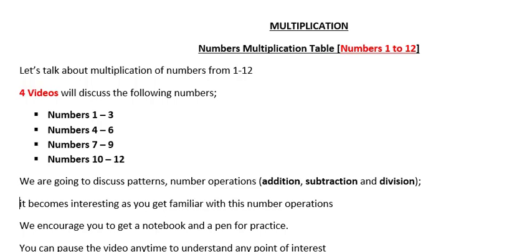It becomes more interesting as you get familiar with this number operation and notice the pattern that exists in between. We encourage you to get a notebook and a pen for practice so that as the understanding comes clearer, you can pause the video and practice. At the end, we will direct you to a site where you can download a workbook to play around with, to reinforce your knowledge of multiplication of these numbers.